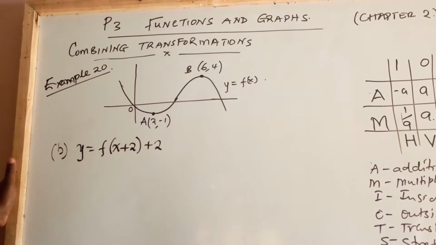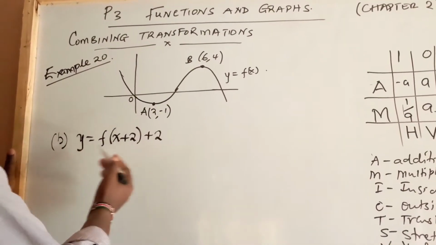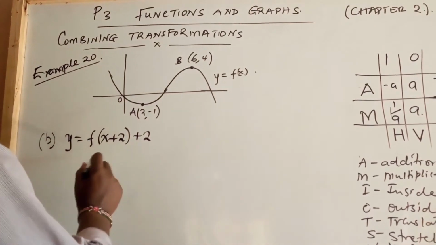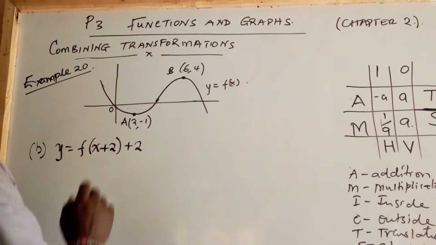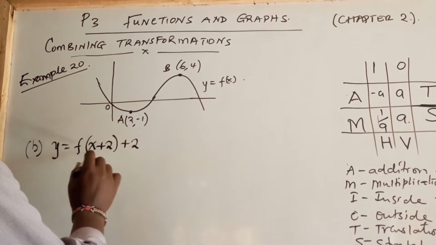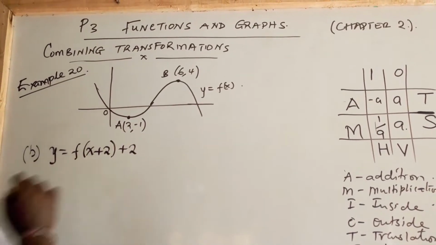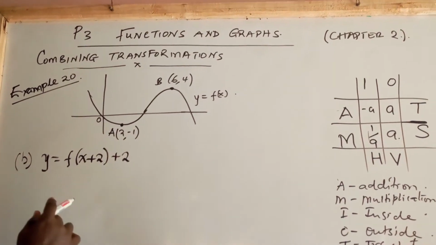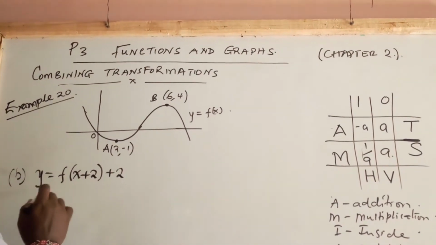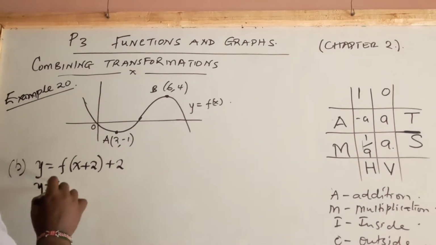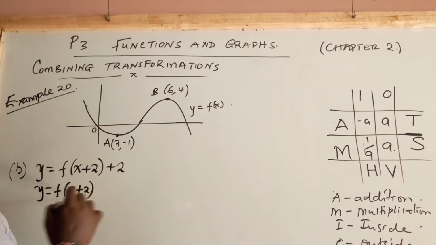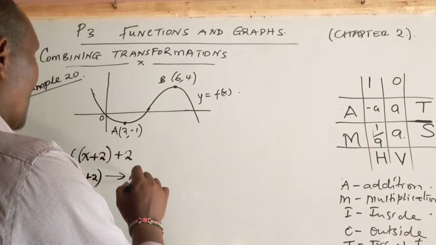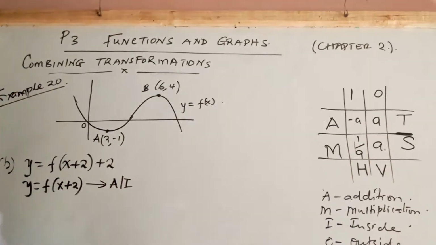In example 20, part B, from this original curve, we are expected to sketch this curve. You can see there is a bracket here, and within the bracket there is x plus 2. So to start with, we must talk about y equals f(x plus 2). Start with the bracket first, meaning that already this is addition inside.